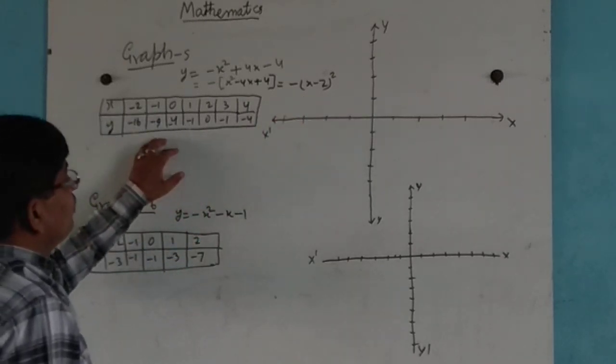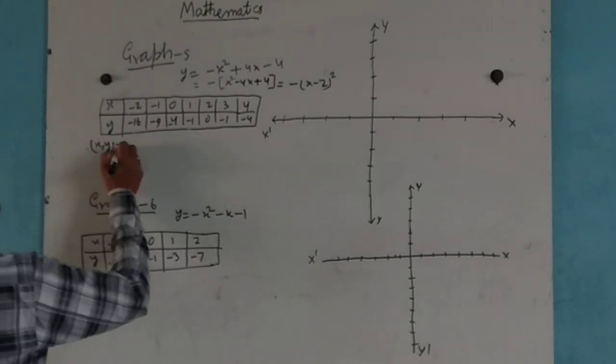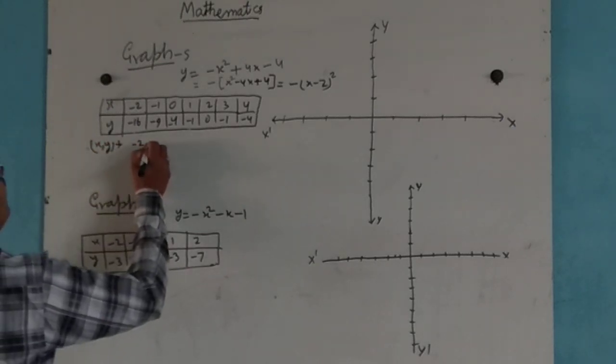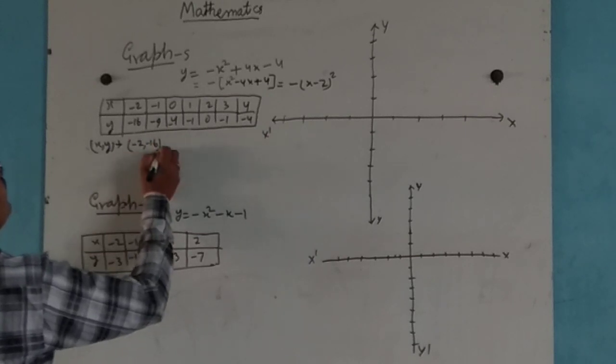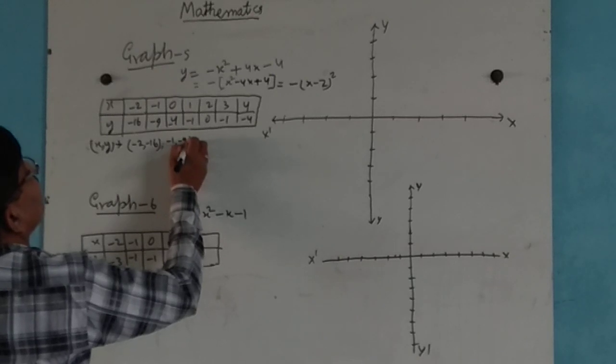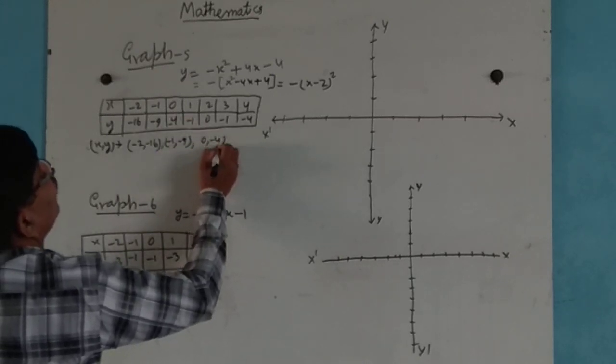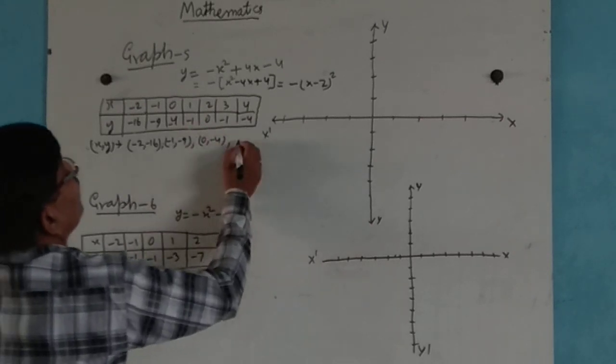Now we plot these points (x, y): (-2, -16), (-1, -9), (0, -4), (1, -1).